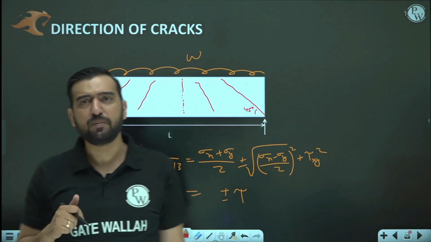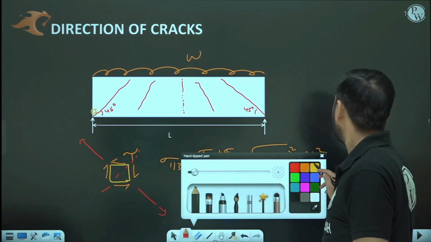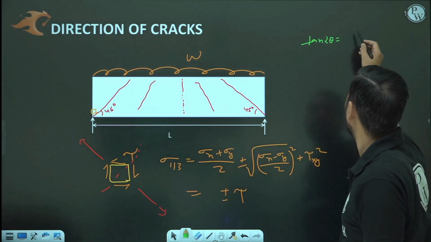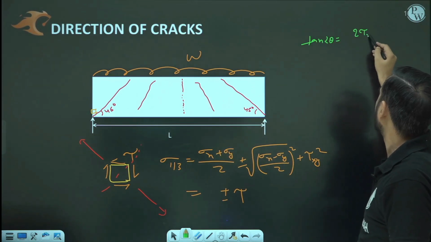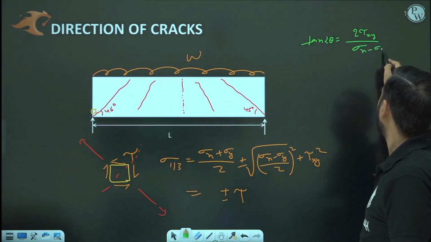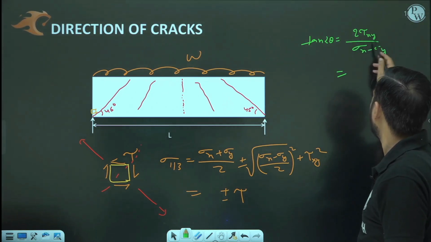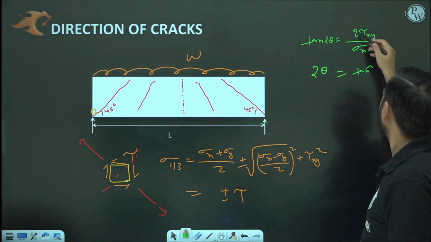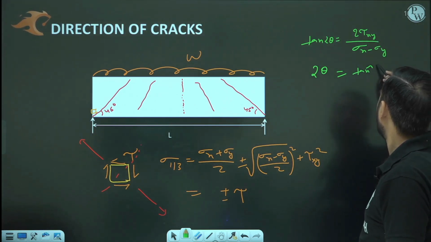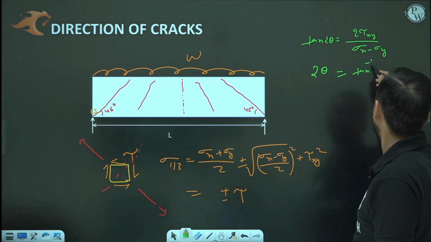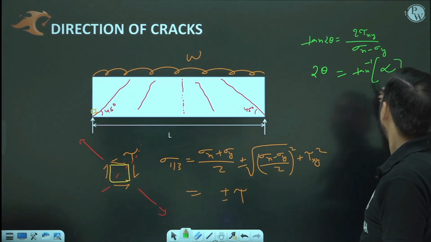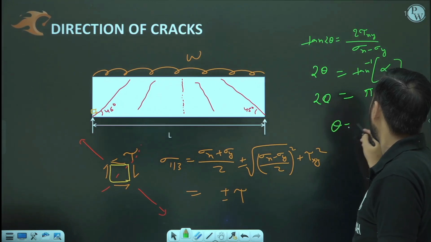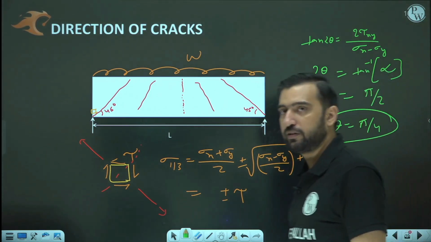The angle you can also justify mathematically. Tan 2 theta is equal to 2 tau xy upon sigma x minus sigma y, and you can see that the numerator is non-zero whereas the denominator is 0. So 2 theta would be tan inverse of something upon 0, which is infinity. Tan inverse of infinity is pi by 2, so theta is going to be pi by 4, or in degrees, 45 degrees.